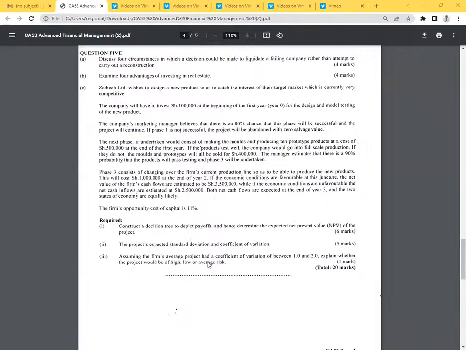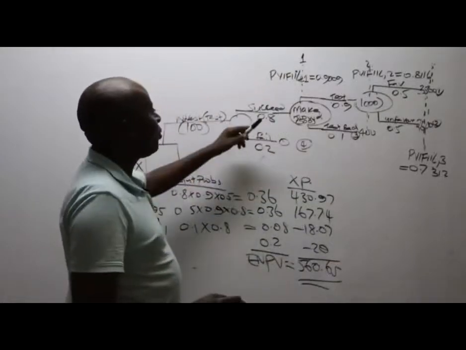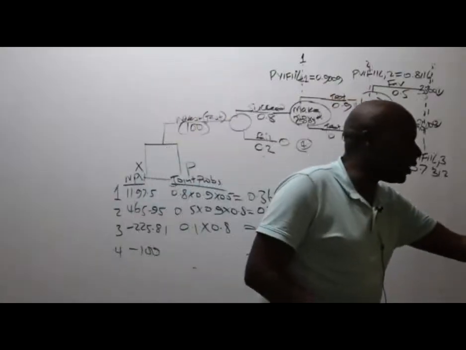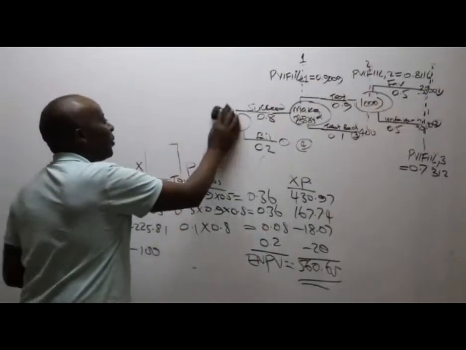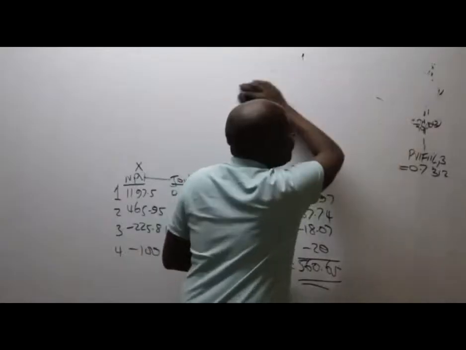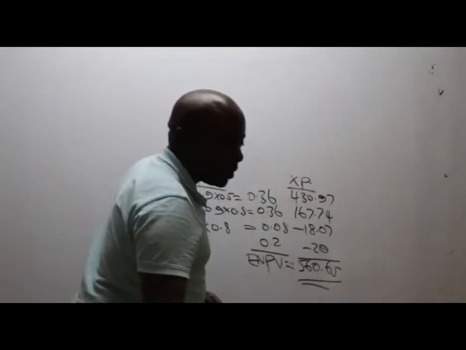Number 2, they want us to give them the project's expected standard deviation and the coefficient of variation. Now, those are 5 free marks, but unfortunately, if you don't get this diagram and every other thing correct, even the expected net present value cannot be correct. So the expected standard deviation cannot be correct. But fortunately, my students know the formula.